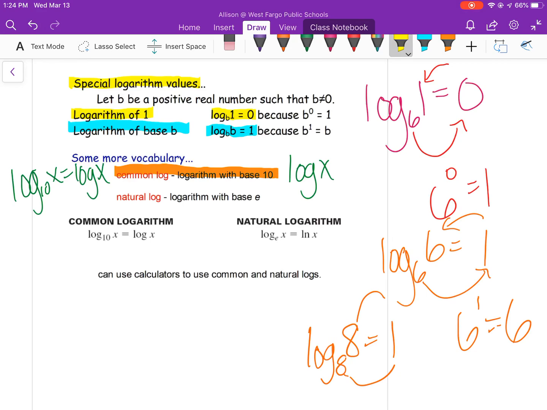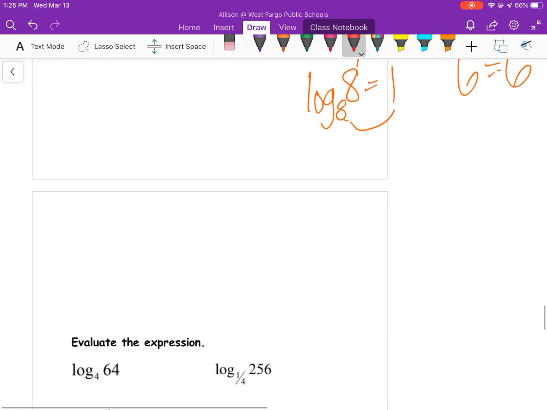And then we also have the natural log, and that's a logarithm with base e. That one we use ln. So the common log is log base 10 of x, just found in your calculator as log of x. The natural log is log base e of x, and that's the ln, the natural log. So you'll see the two calculator buttons, one's log of x, one's ln of x. So you can use your calculator to evaluate those common and natural logs.